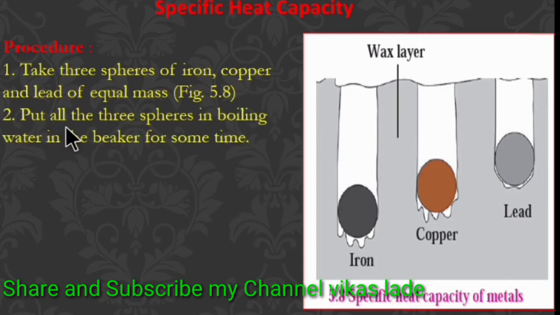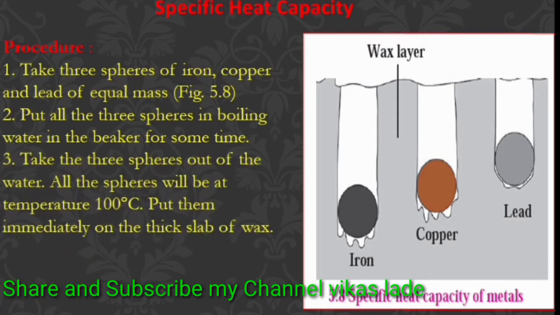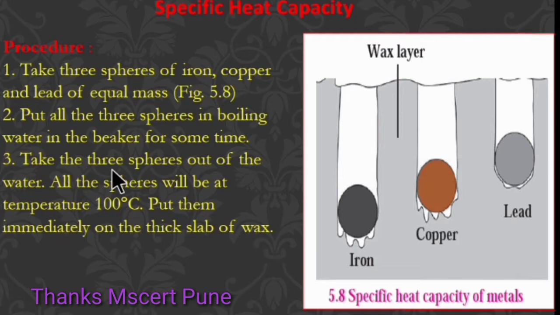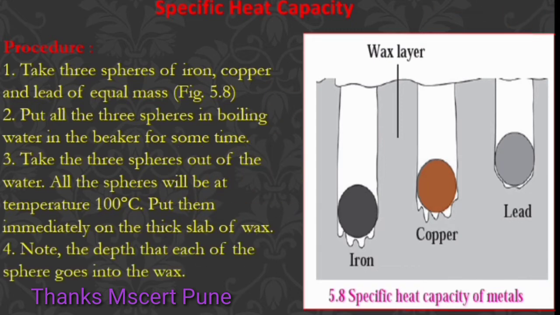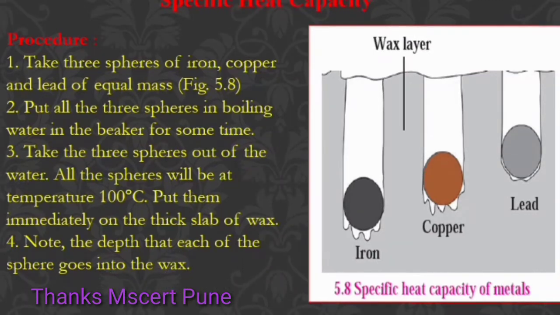Second, put all the 3 spheres in boiling water in the beaker for some time. Third, take the 3 spheres out of the water. All the spheres will be at a temperature of 100 degrees Celsius. Put them immediately on the thick slab of wax. Fourth, note the depth that each sphere goes into the wax.